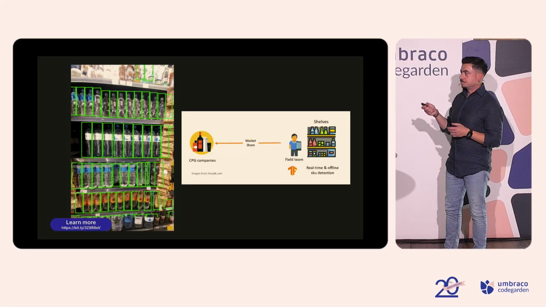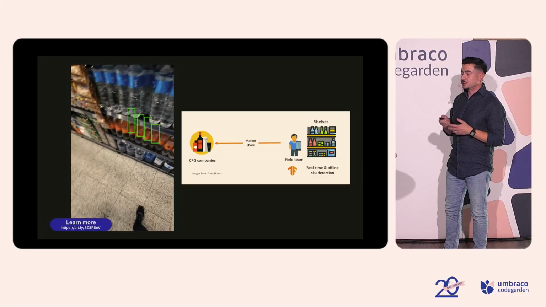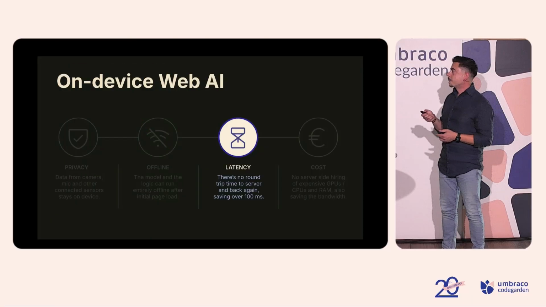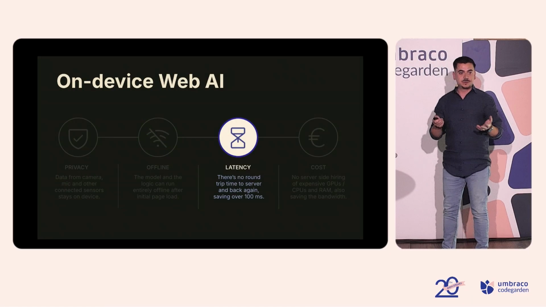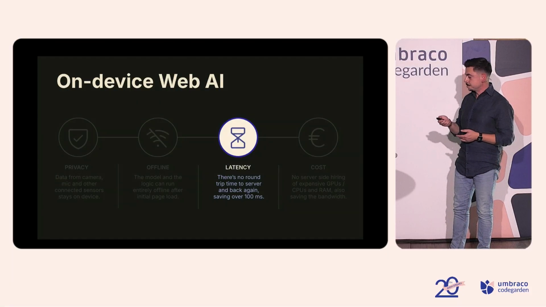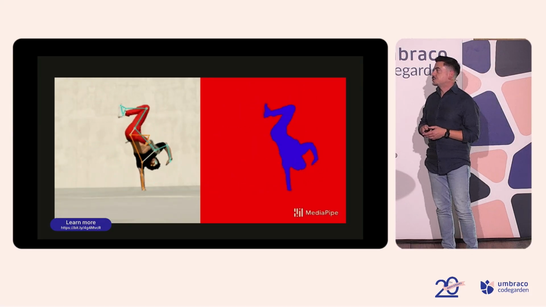And you can use this approach to process products in real time with your camera to get the SKUs in real time. And the next one is the latency. As we discussed, there is no round trip to the server. That saves you at least 100 milliseconds of latency. So there is no connection made to the server.